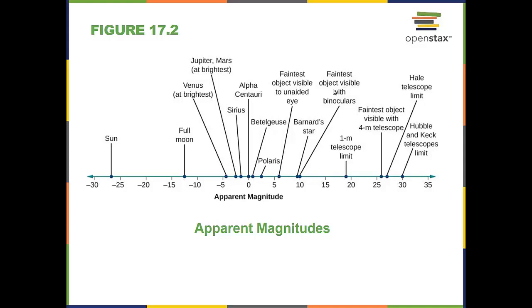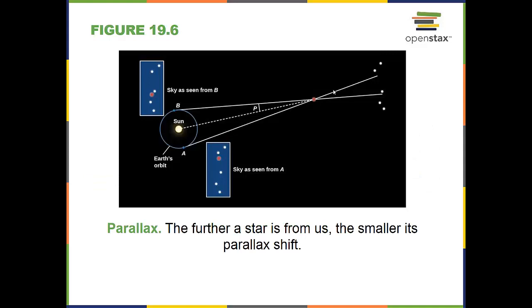Apparent magnitude, as the name suggests, tells you how bright an object appears to us, not how bright it really is. To figure out how bright a star really is, we have to first figure out how far away it is. One of the most reliable ways to measure the distance to a star is a technique called parallax.